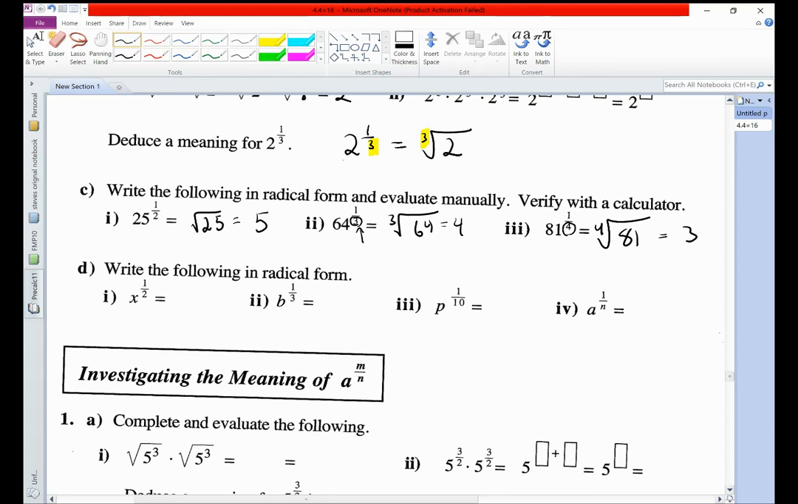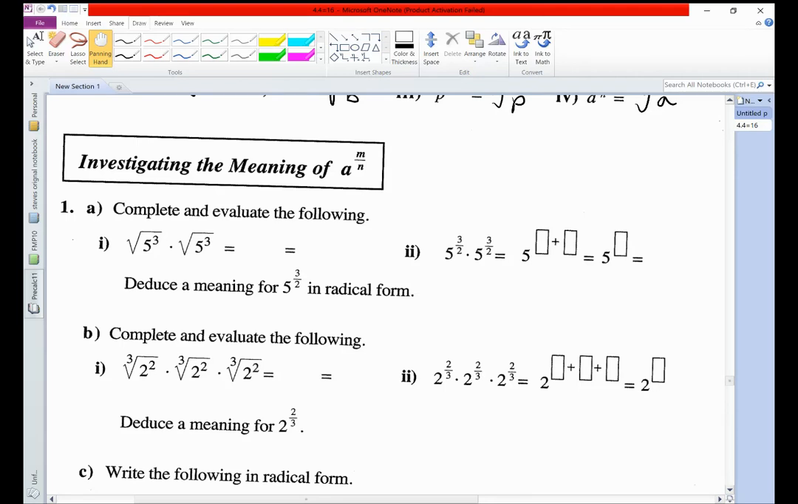You can do this with variables as well. This would be x to the power of 1/2 is going to be root x. B to the power of 1/3 is going to be the cube root of b. P to the power of 1 over 10 is going to be the 10th root of p. And a to the power of 1 over n will be the nth root of a. Yay! We're doing it.